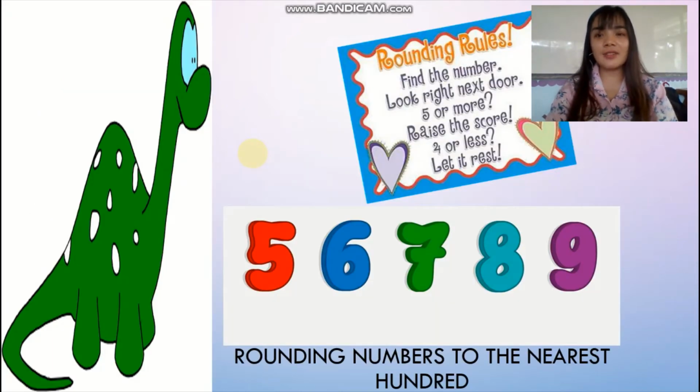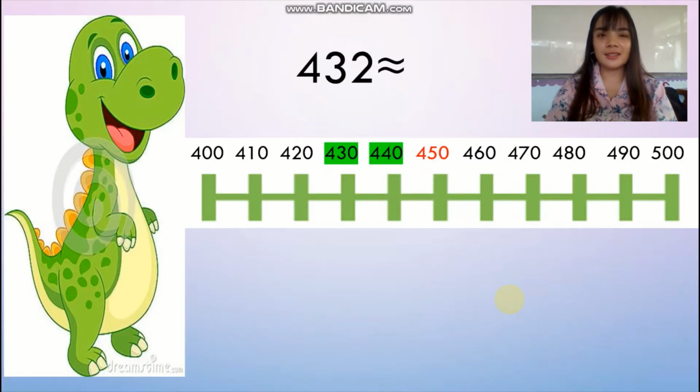Next we have rounding numbers to the nearest hundreds. So always remember to look right next door. So what place value are we going to see? It is in tens place. So what number is in tens place? It is number 8. Let's try.